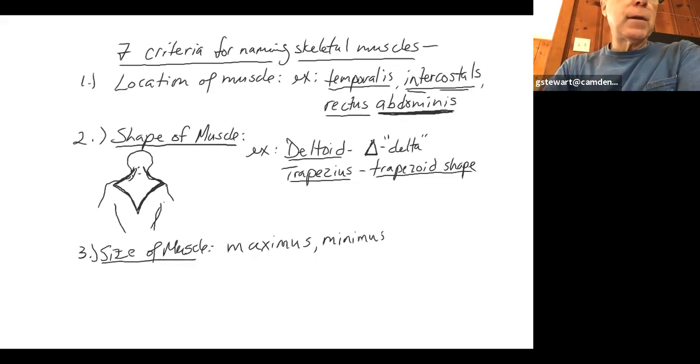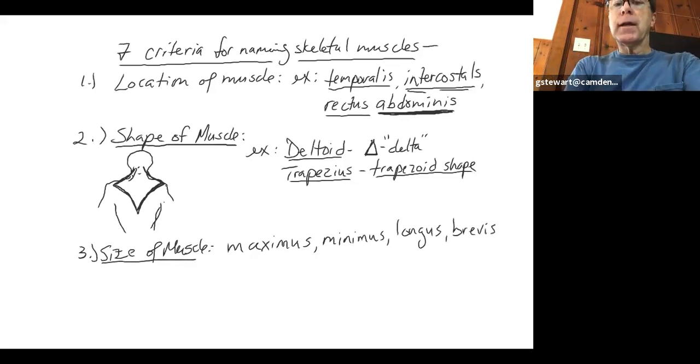So maximus means large, minimus means small. Something like longus obviously means long. Brevis means short. All of these words infer the size of the muscle.